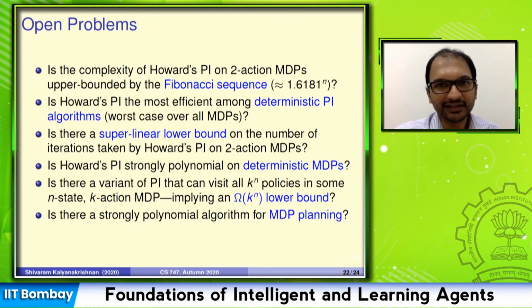I already sort of mentioned this in passing, right? We've shown a lower bound of square root of k to the n for general n state k action MDPs. Can we show a lower bound of k to the n itself? A policy iteration algorithm that visits all the policies in a k action MDP, again open for k greater than or equal to 3. Finally, okay, so this is zooming out quite a bit.